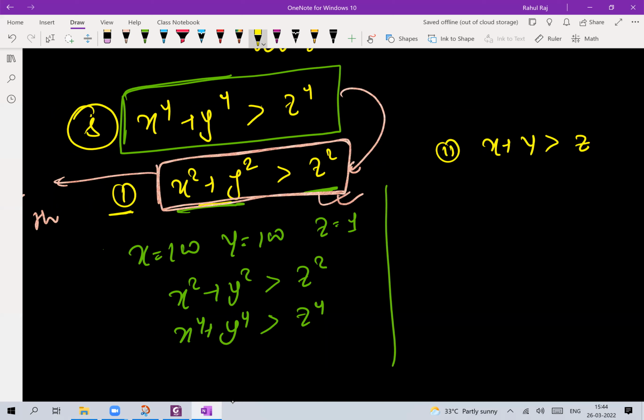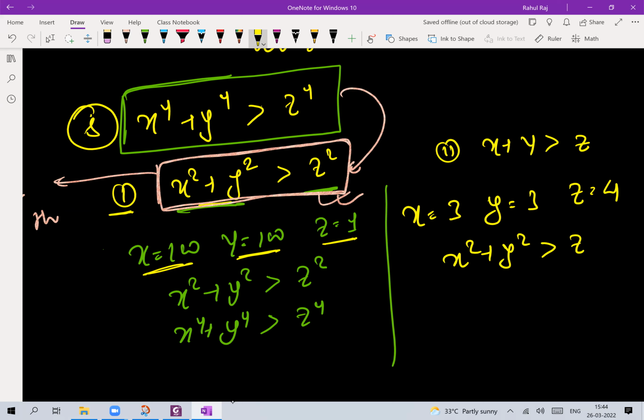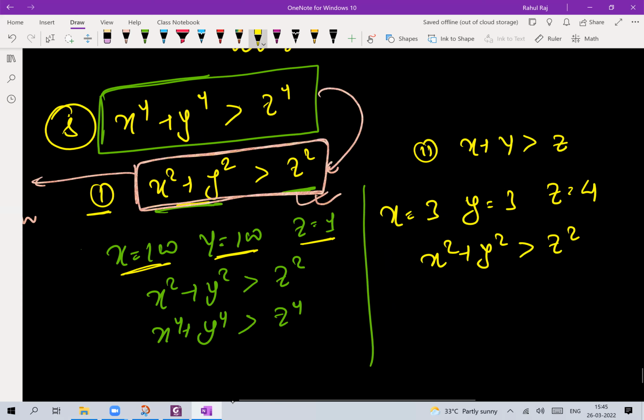So I've taken a set of numbers, x = 100, y = 100, z = 1, for which my statement is satisfied. Obviously 100^2 + 100^2 is greater than z^2. And my question is also satisfied: 100^4 + 100^4 will surely be greater than 1^4. Now imagine if I take x = 3, y = 3, z = 4. Can I say statement 1 is satisfied? Yes, because you have to take numbers which satisfy the statement. You can't go beyond the statement at all. Now see, 9 + 9 = 18 is greater than 16 for sure. I have a yes situation.